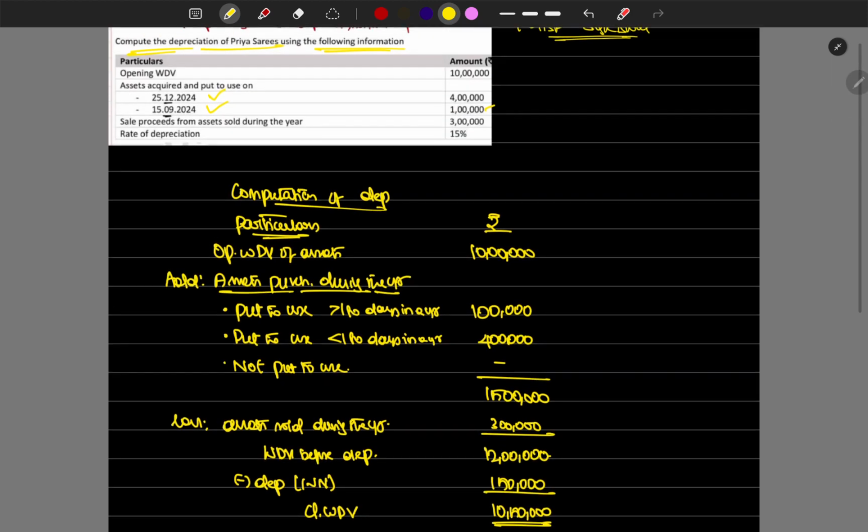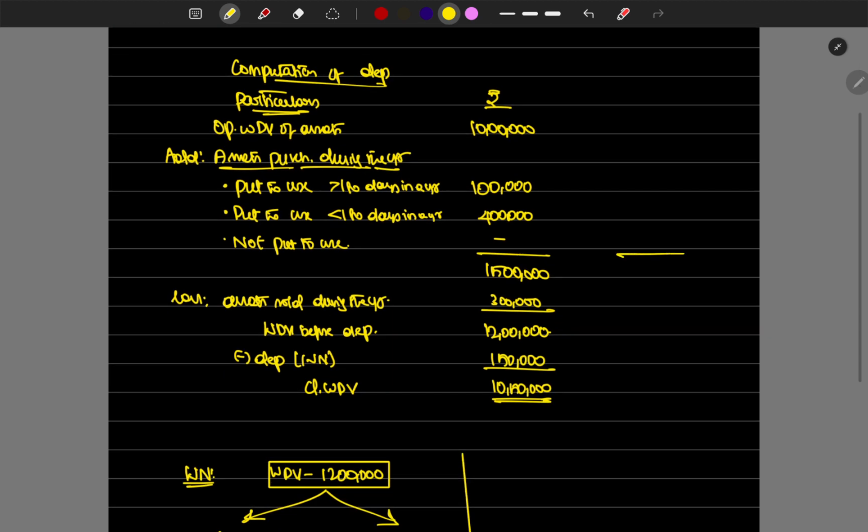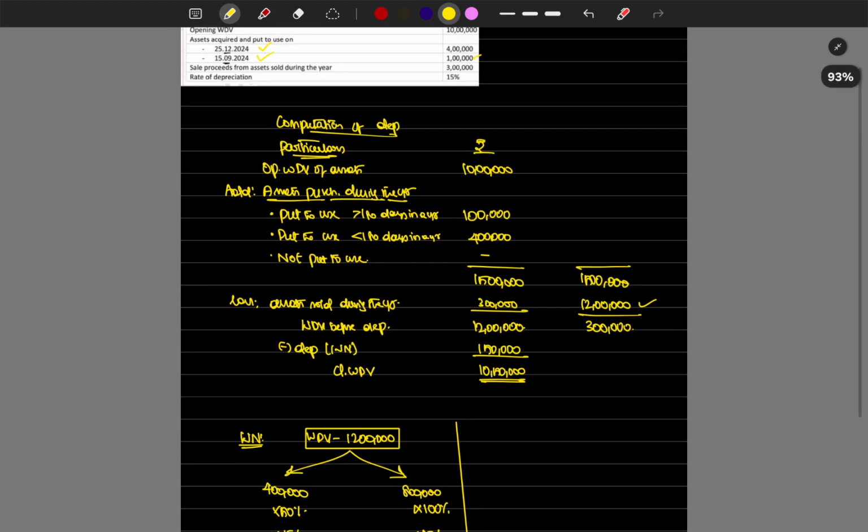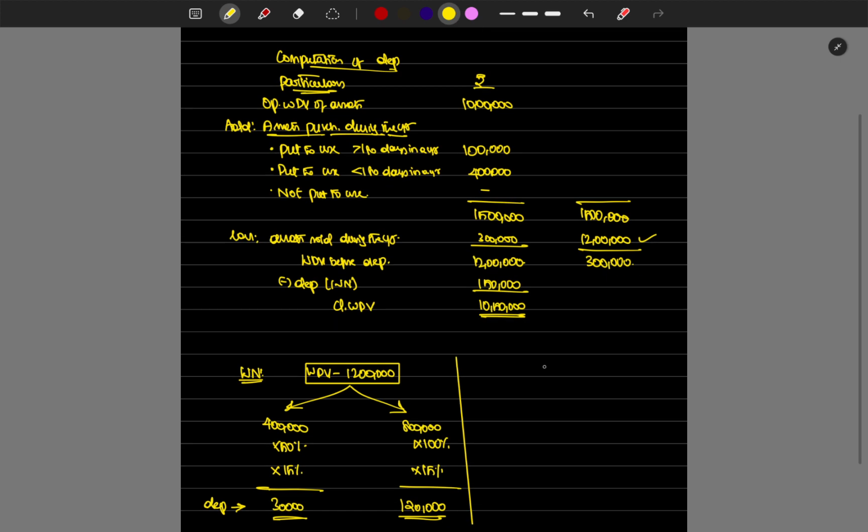Now let's have the same figures, but what we assume is the assets sold during the year. Let's take the assets sold during the year as 12 lakh rupees. That is a change. So the WDV before depreciation is 3 lakh rupees only. So how do we need to compute the depreciation? Because we have two different assets and two different time periods. The WDV is 3 lakh.